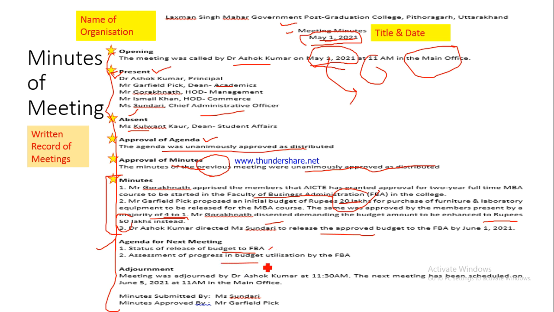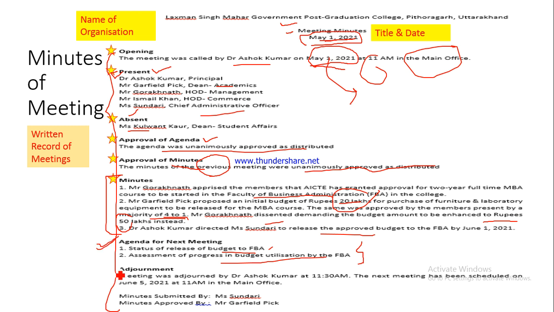And assessment of progress in budget utilization. So what is the department doing regarding this money which has been allocated to it, rupees 20 lakh, how they are spending it, and how much of that particular money has been spent by them. This again is going to be another topic to be discussed in the next meeting. So here we have mentioned the agenda for the next meeting also.